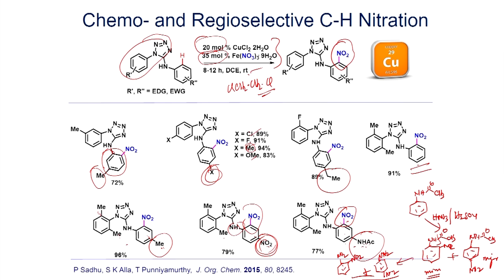This is a recent development in the nitration reactions using transition metal catalysis. You can use Fe(NO3)3 as a nitro source, you can do the nitration selectively. So you have two aromatic rings, and among these, one of them selectively undergoes reaction, therefore we call it chemoselective. And regioselective means you have different positions, ortho and meta, but you can selectively do the nitration at one of the positions, therefore we call this reaction chemo and regioselective C-H nitration.